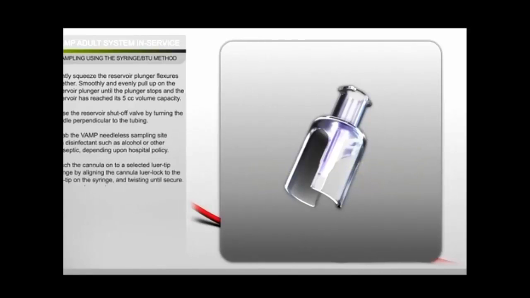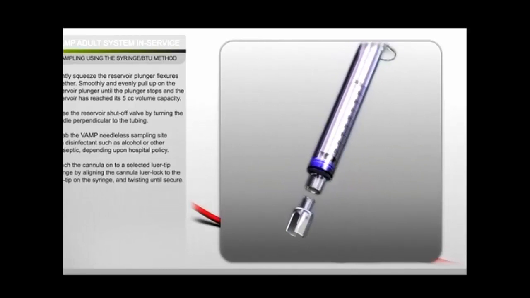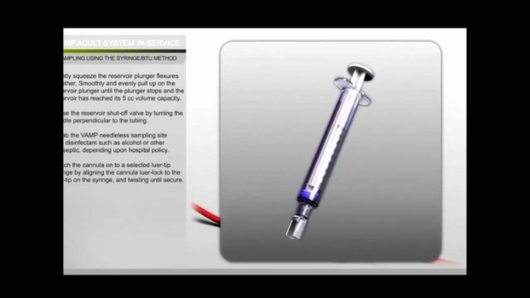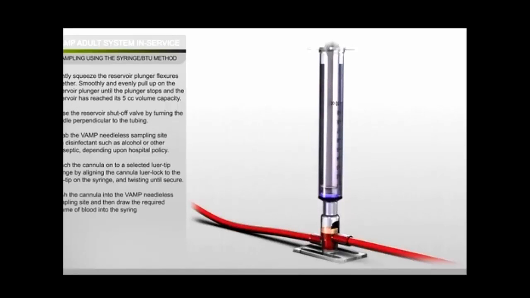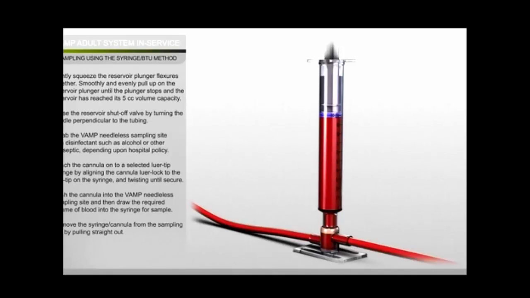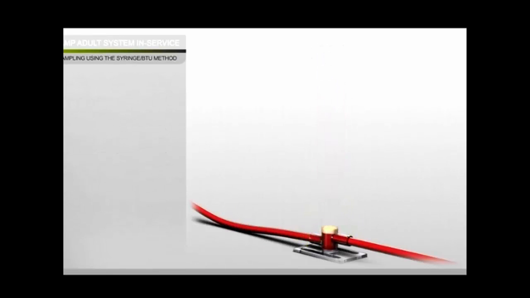Attach the cannula onto a selected luer tip syringe by aligning the cannula luer lock to the luer tip on the syringe and twisting until secure. Ensure that the syringe plunger is depressed to the bottom of the syringe barrel. Push the cannula into the VAMP needleless sampling site and then draw the required volume of blood into the syringe for sampling. Note, do not use a hypodermic needle through the sampling site. To remove the syringe cannula assembly from the sampling site, grasp the cannula and pull it straight out.